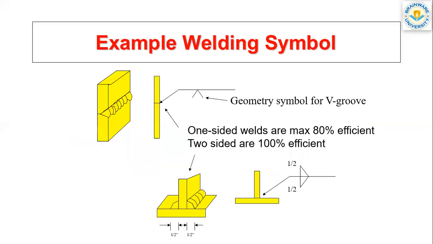Next, I'm going to the symbols. A welder has to understand the symbols before any type of welding, whether he is working in a field or in a workshop. He has to understand the welding drawing before the practical work. These are examples of welding. This is the geometry symbol of the V groove. By these symbols we can represent a welding.